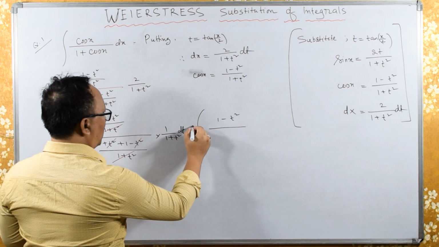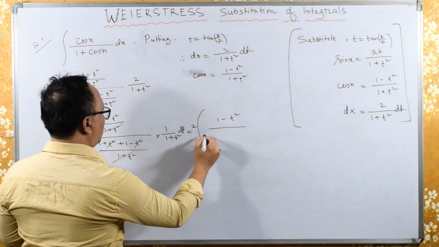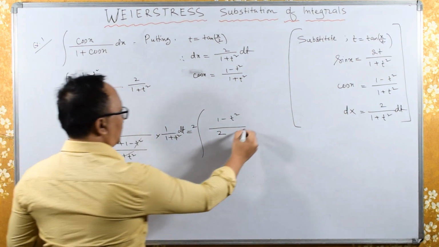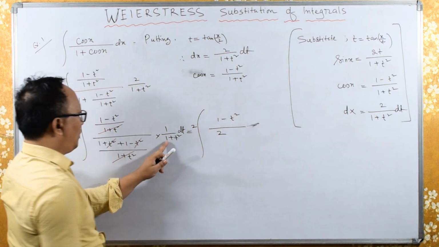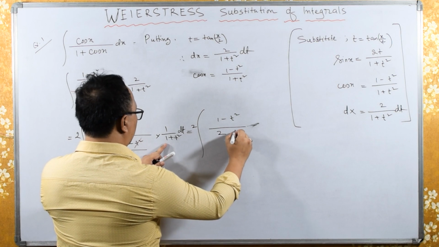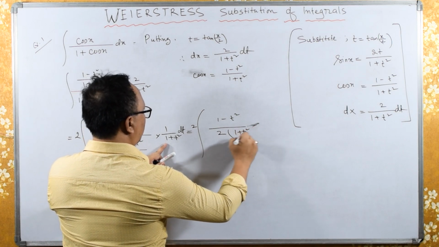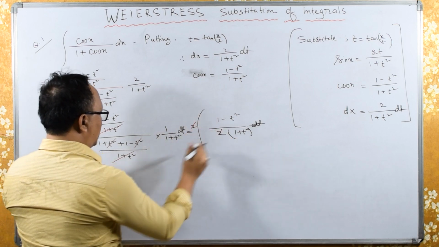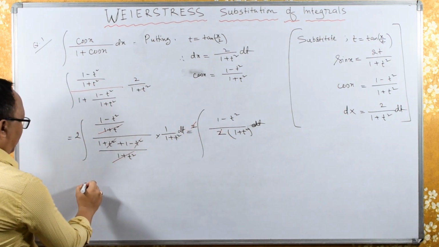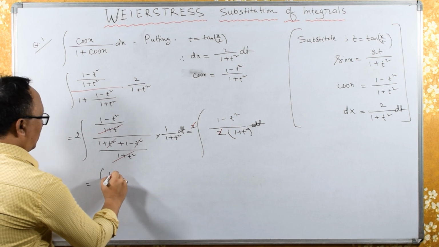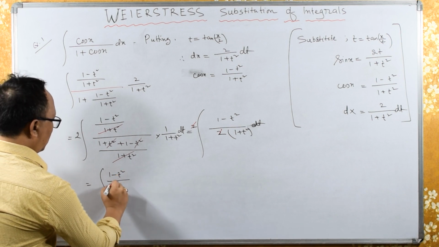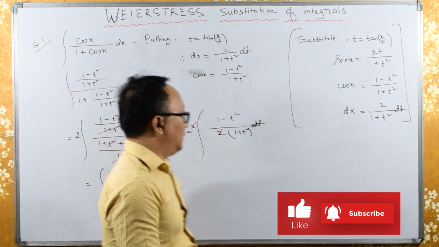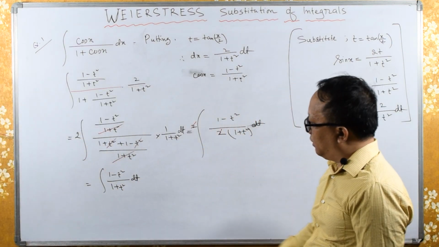Okay, here I have 1/2, here 2, 1 plus 1, 2 into 1 plus t square. I can write here 1 plus t square into dt. Now these two get cancelled. What I have is integral of (1 minus t square) upon (1 plus t square) dt. Okay, now we have a standard formula.